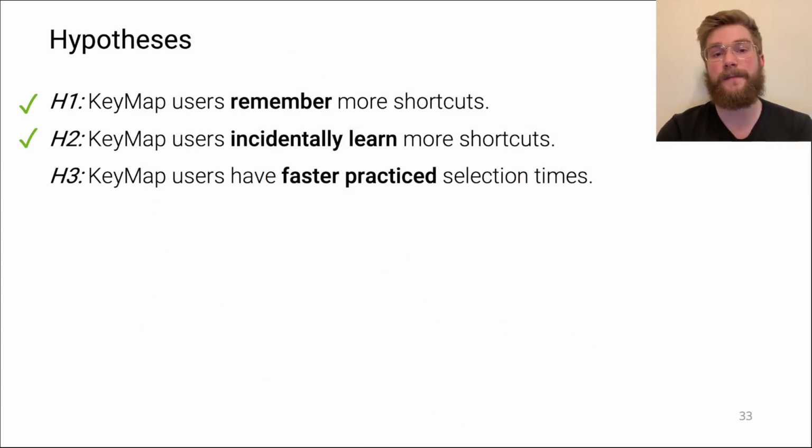So, to conclude our experiment, we found that KeyMap users remember more shortcuts than ExposeHK users, and they were also able to incidentally learn more shortcuts. However, we weren't able to find any evidence that KeyMap users have faster practice selection times.